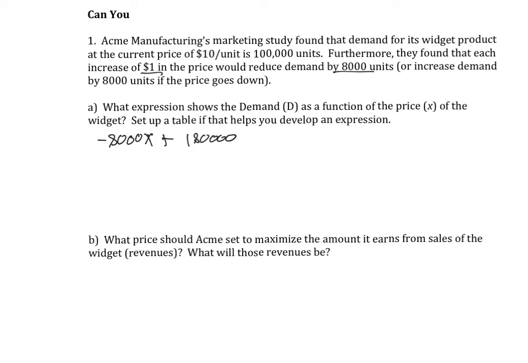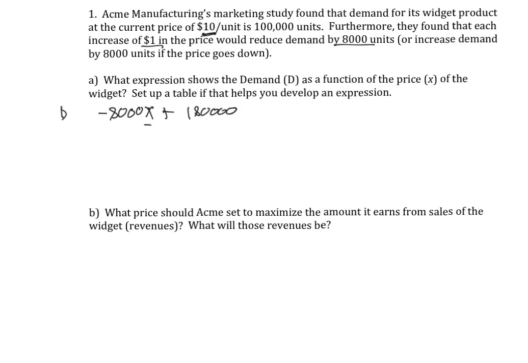And the way that we know that is that if we reduce the price all the way to 0, that's 10 reductions of $1 each. That means that would be 10 increases of 8,000, which would bring us up to 100,000 plus 80,000. So that means that our intercept would be 180,000. So this is our demand here. And again, it's negative 8,000 times x, where x is the price in dollars, plus 180,000.